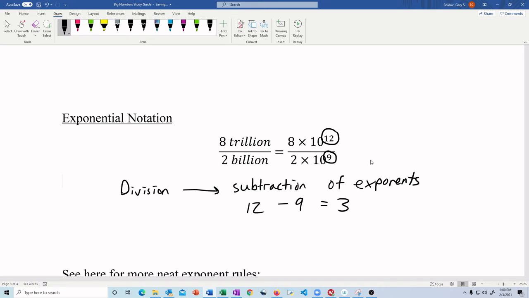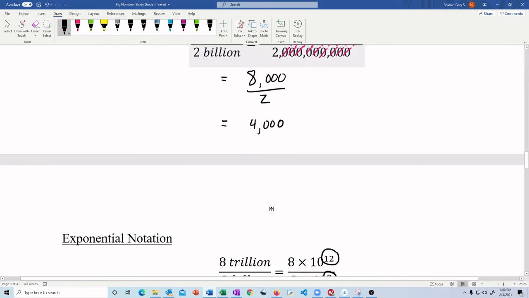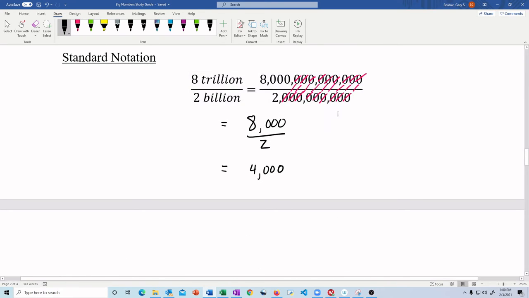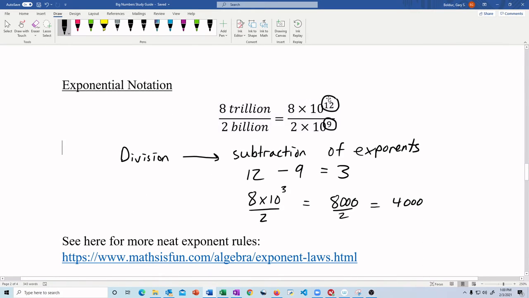So, what does that look like? How can we rewrite this? 8 times 10 to the 3 over 2, which is really just 8,000 over 2, which is 4,000. Woohoo! So, there you go. What did that do for us? That helped us just like it did with the crossing out the zeros. What did we end up seeing? You took away 9 zeros top and bottom. That's what we did here. 12 minus 9. We took away 9 zeros.